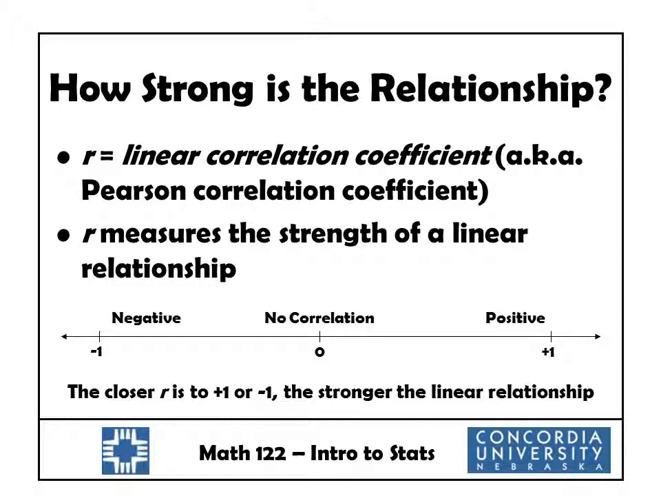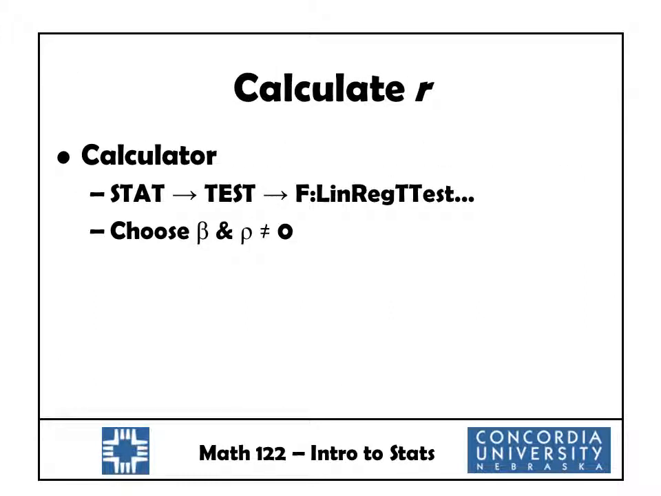R values can be calculated very easily. First you enter your X values into one list and your Y values into another list, and you choose the option STAT TESTS, and then F, linear regression t-test. Remember, on some calculators it may be option E. You choose beta and rho not equal to 0, and scroll down to the bottom and it will give you the R value.